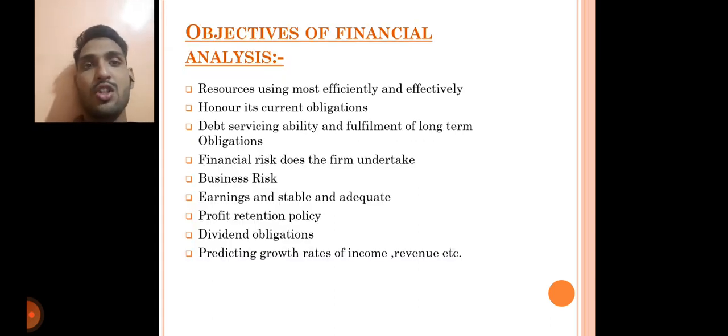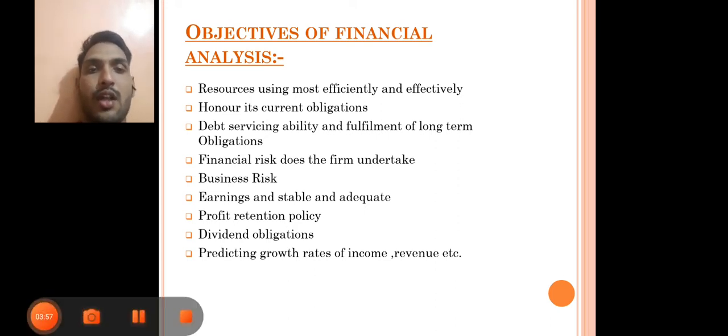So the objectives of financial statements: first, using resources most efficiently and effectively. Second, honoring current obligations. Third is the debt servicing ability and fulfillment of long term obligations. Fourth is the financial risk the firm undertakes. Fifth is the business risk. Sixth is earnings being stable and adequate. Seventh is the profit retention policy. Next, the dividend obligation, and the last is predicting growth, the rates of incoming revenue, etc.